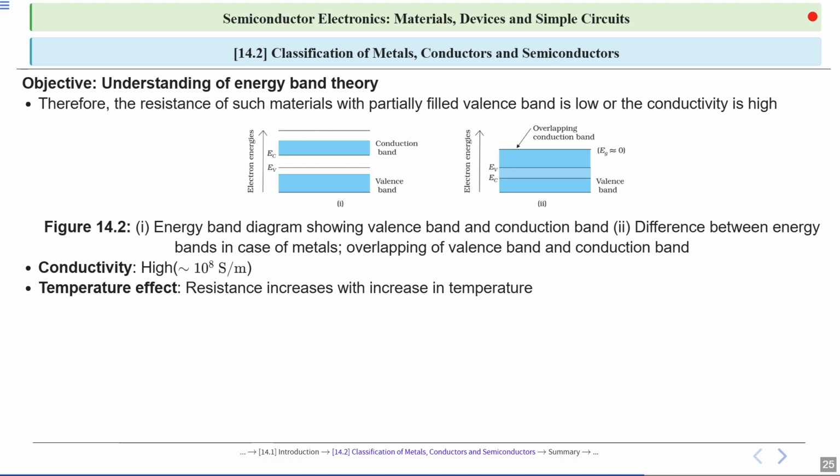Resistance in conductors increases with an increase in temperature. This happens because as temperature rises, the atoms in the conductor vibrate more vigorously. This vibration makes it harder for electrons to move through the material, increasing resistance. Examples: copper, aluminium, and silver are metals known for their excellent electrical conductivity.